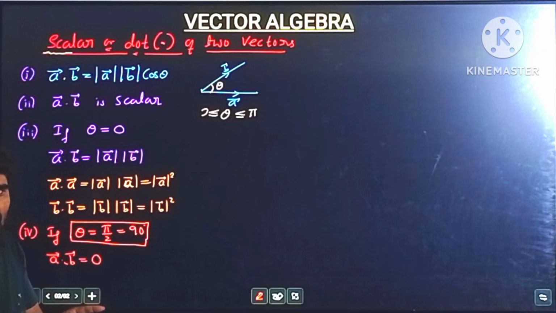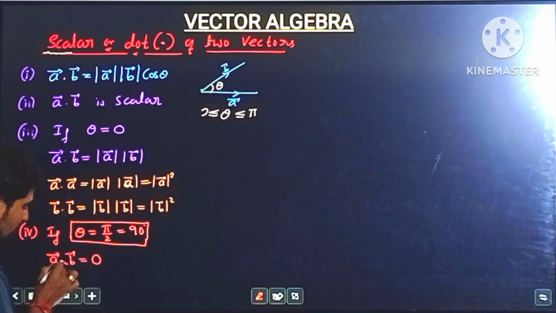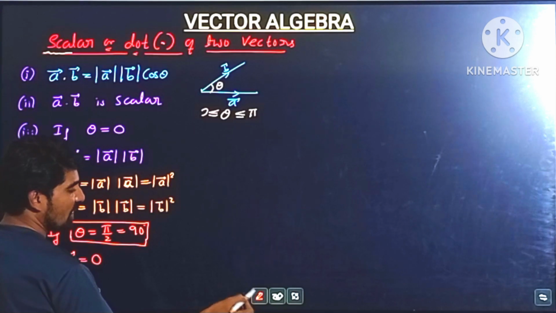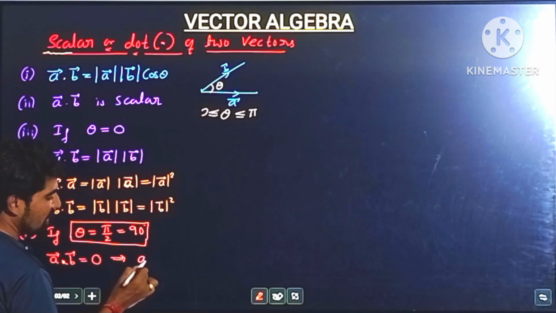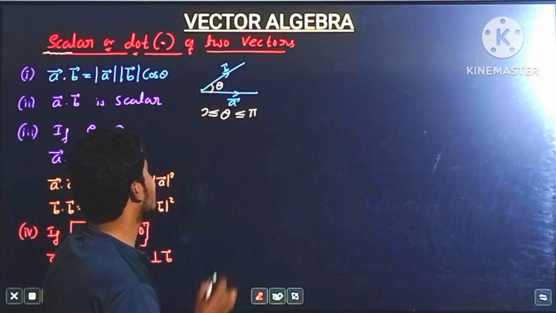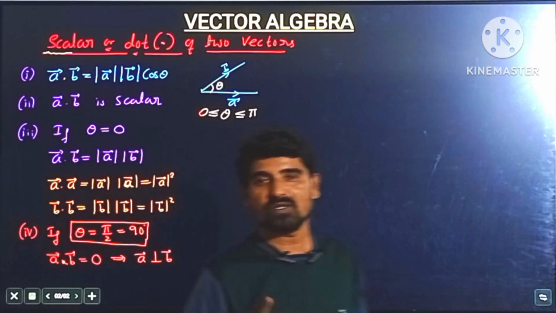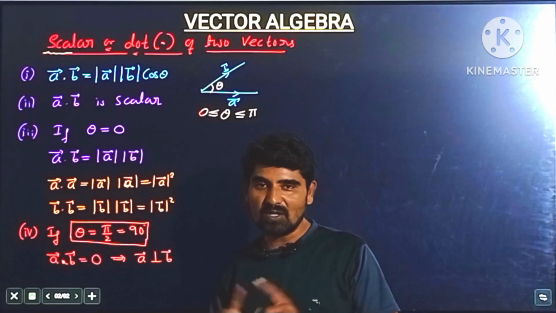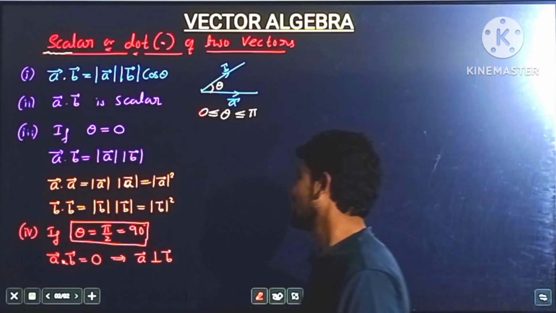If the angle between two vectors is equal to 90 degrees, we call the two vectors perpendicular to each other. Therefore, if the value of the dot product is 0, it means that A vector is perpendicular to B vector. If the dot product of any two vectors is 0, we conclude that the two vectors are perpendicular to each other. I hope all of you are understanding.